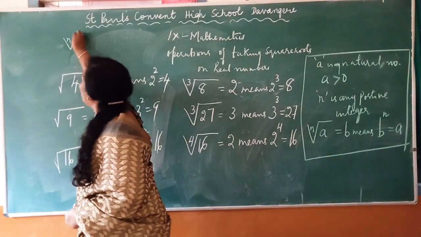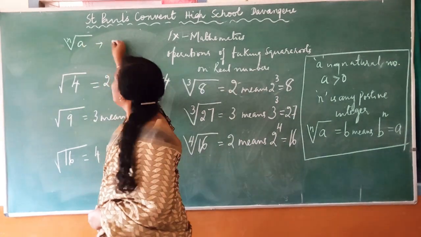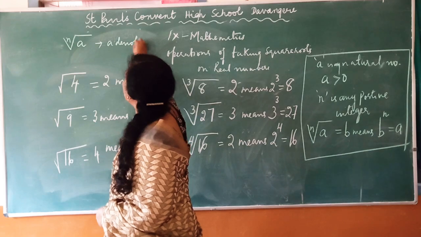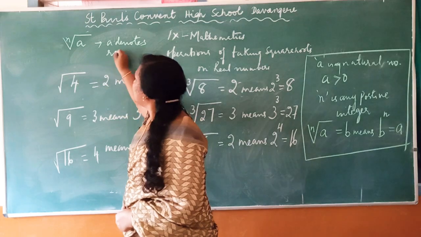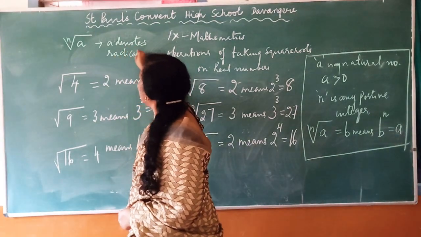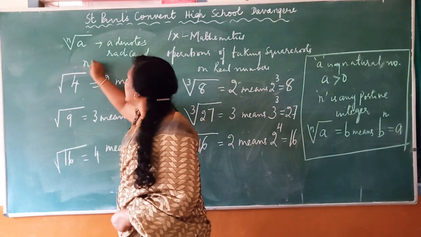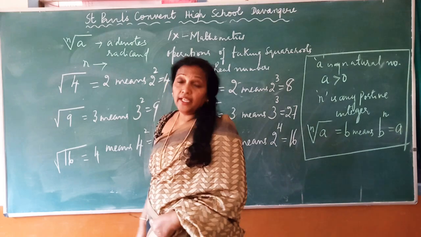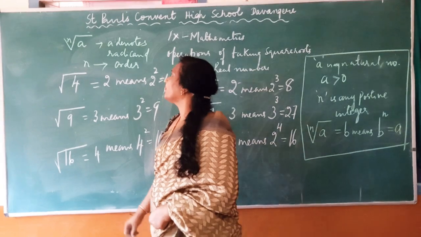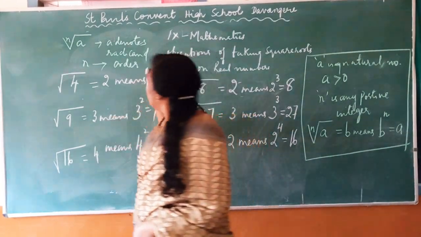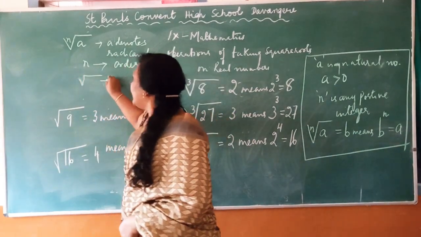So in nth root of A, what does A denote? A represents the radicand. What does n denote? n denotes the order. And what does the symbol denote? It is the radical sign.